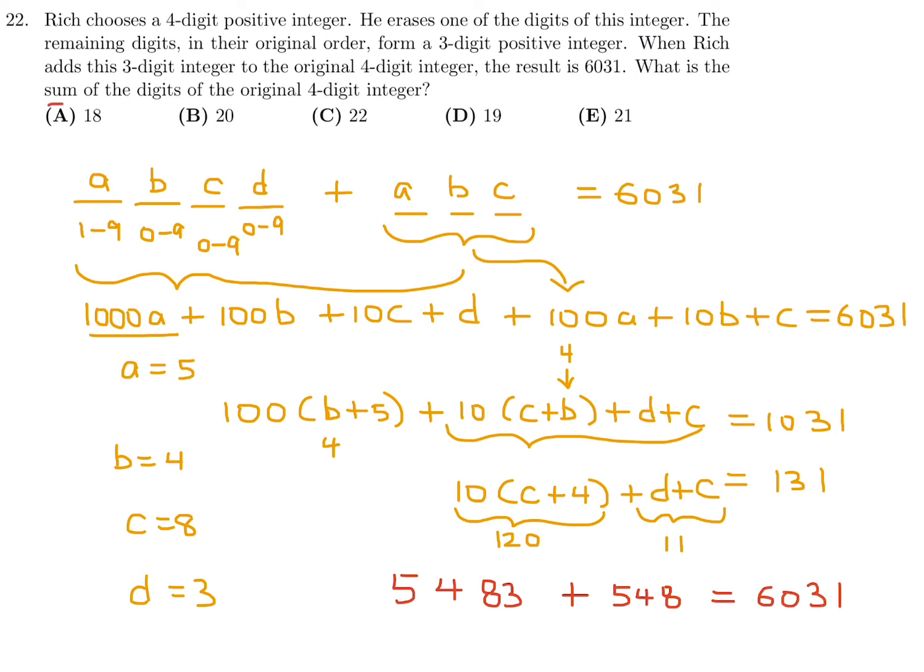Now what do they want? The sum of the digits of the original 4-digit number. Okay, no problem. Sum of the digits of that is 5 plus 4 plus 8 plus 3. And that is equal to 9 plus 8, which is 17, plus 3, which is 20. So number 22, the answer is B.